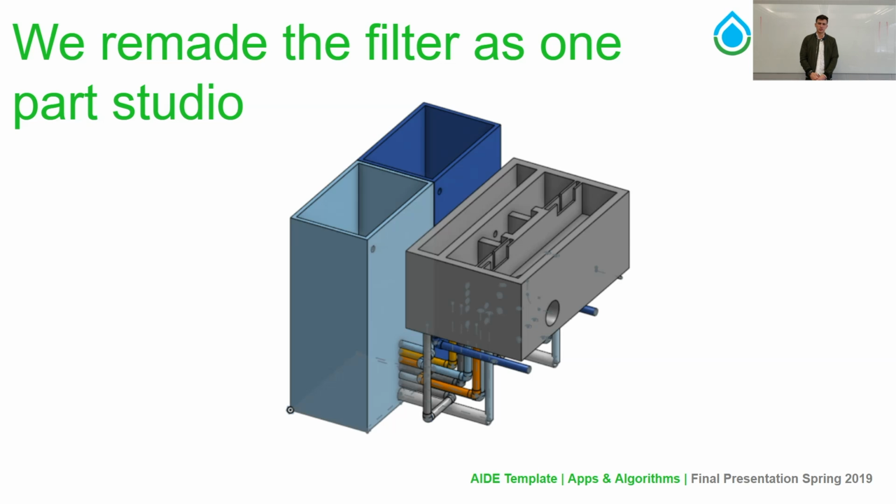When we did this, we actually found it very difficult to reference all the different pieces that connect each one, namely the filter pipes. By making them all one part studio, we were able to have them all referenced off of each other, and so we were able to delete a lot of unnecessary variables, making this a lot easier for an outsider to use because there's less complex equations.